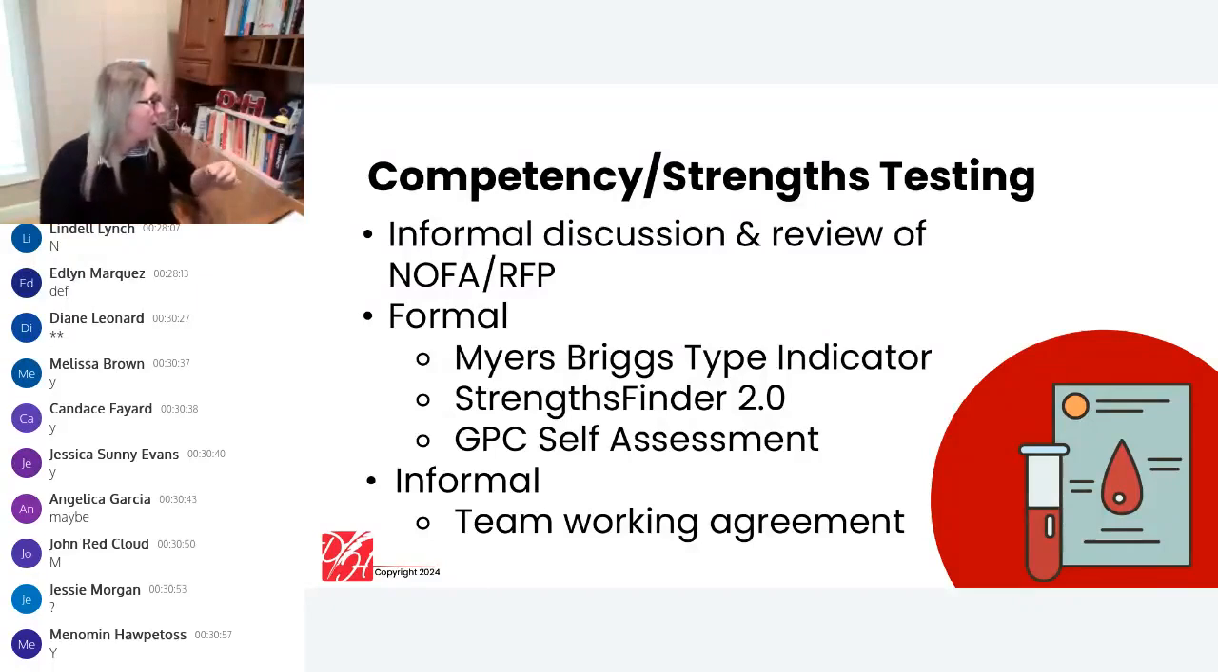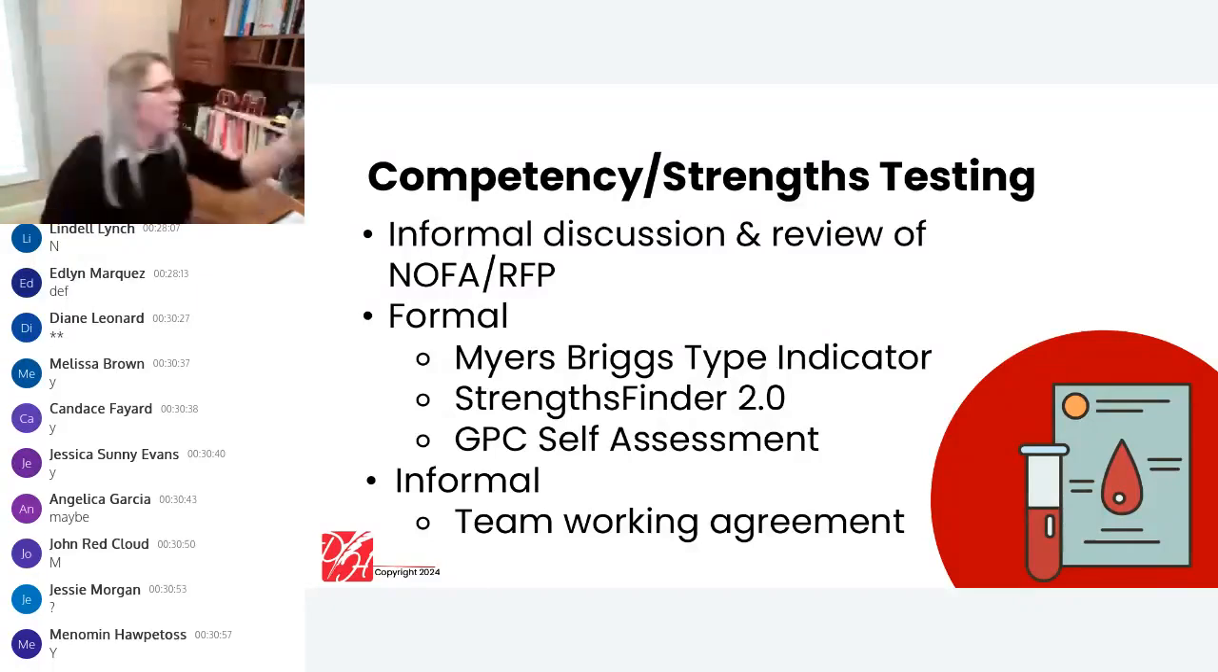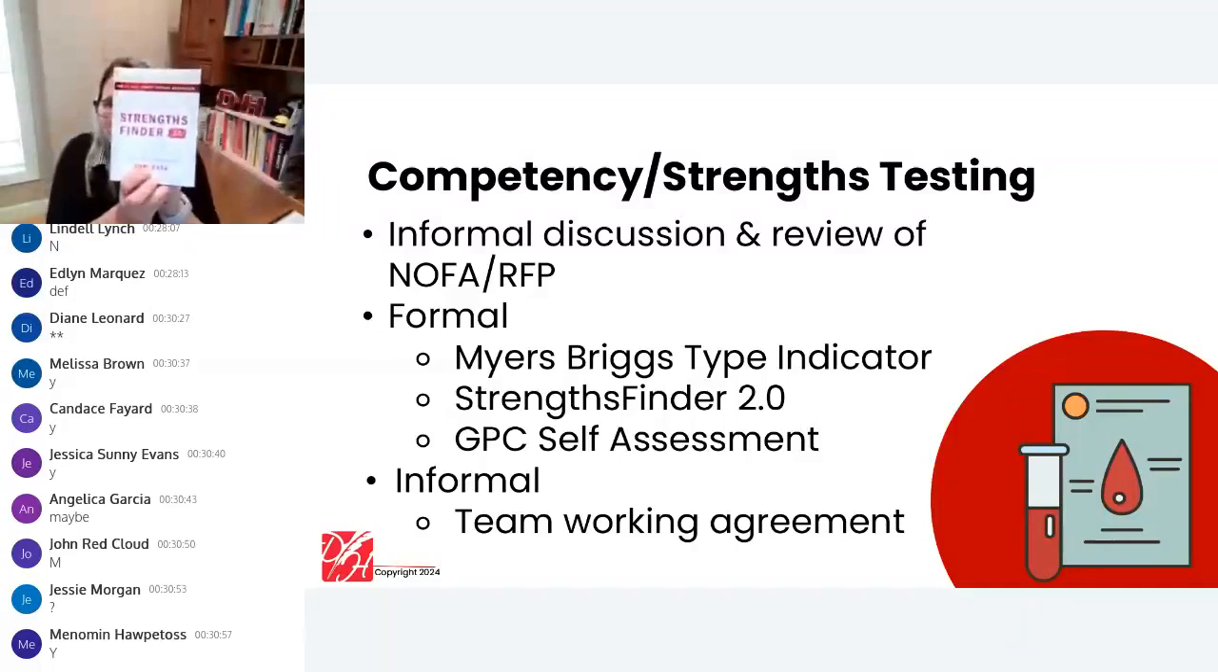I wonder if I have that book. Yep. Oh, right here. Because I was trying to think of who the author was. Tom Rath with Strengths Finder.